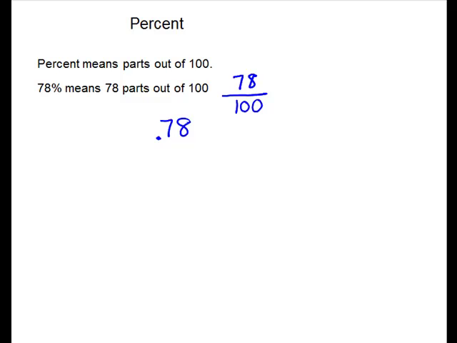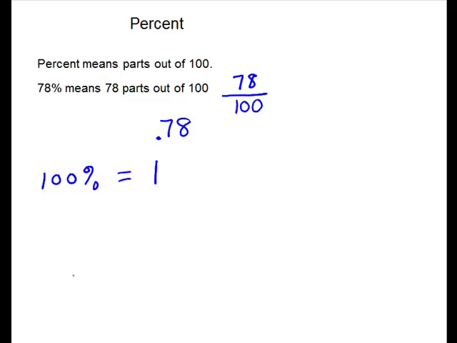There are a few percents that you should memorize because they'll help you know if your answers are reasonable. One of those is 100%. 100% is equal to 1. And if you remember, we're always allowed to multiply by 1. That's our multiplicative identity. And so because 100% equals 1, we can get anything into percent by multiplying by 100%. And that's allowed because it's equal to 1.